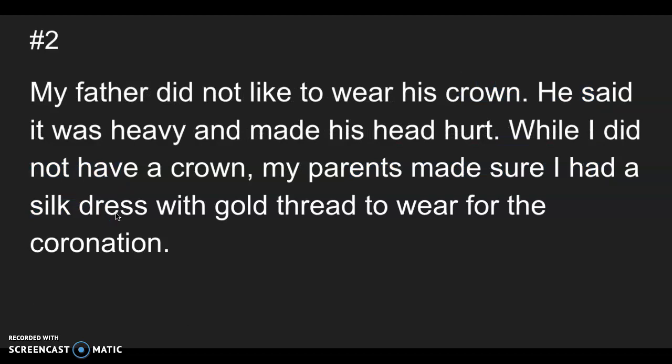Number two. My father did not like to wear his crown. He said it was heavy and made his head hurt. While I did not have a crown, my parents made sure I had a silk dress with gold thread to wear for the coronation. Can you guess who am I? Remember, look for text clues.